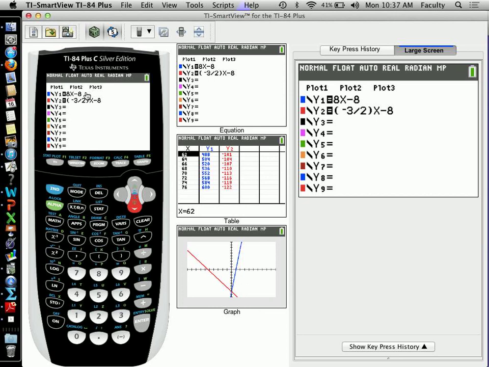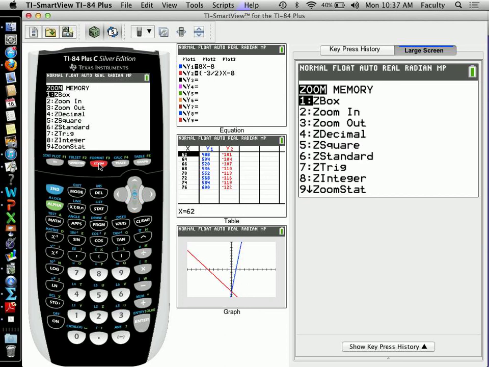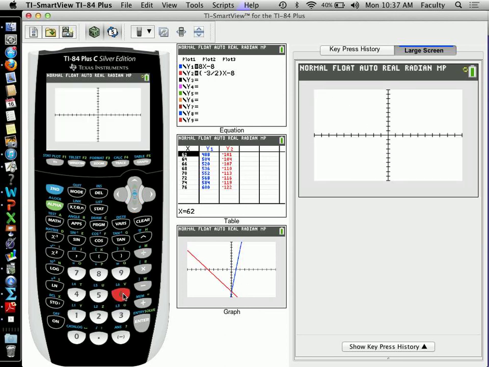All right, I don't remember what I was graphing last, so let's do zoom 6. Zoom 6 puts it on the standard window. And on the screen, we can see they're intersecting. Now here's the really cool part. And I'll write all this down for you when I get back to the slide.